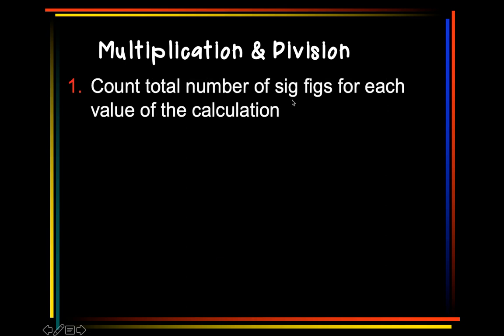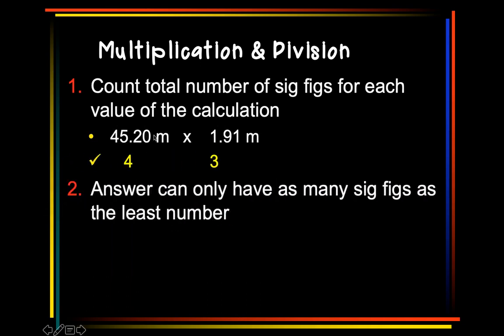When we're multiplying and dividing, here's what we do. Count the total number of sig figs for each value in the calculation. So if we have these 2 numbers, this has 1, 2, 3, 4 sig figs. This one has 1, 2, 3. Okay, so 4 sig figs, 3 sig figs. Then you do the math like normal. When you get the answer on your calculator, your answer can only have as many sig figs as the least number of sig figs. So when you do the math and you get 86.332, nothing changes about how you do the math, you get a math answer.